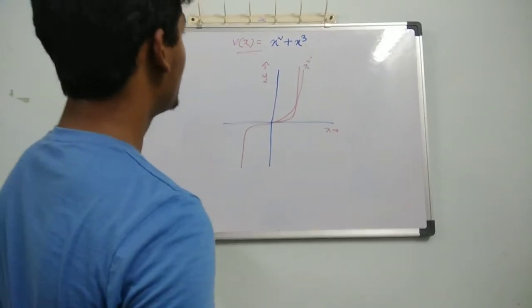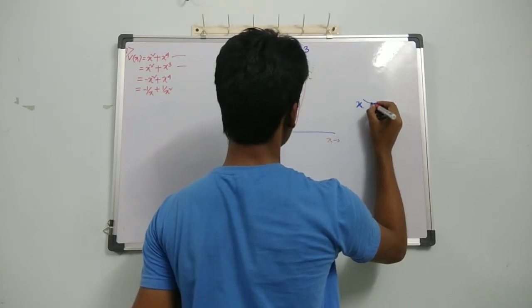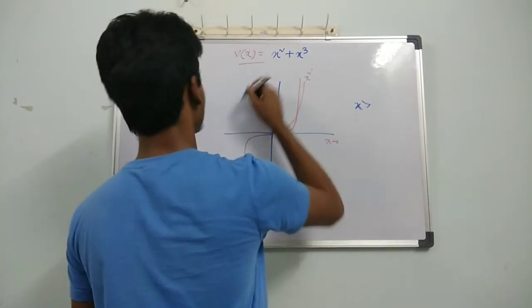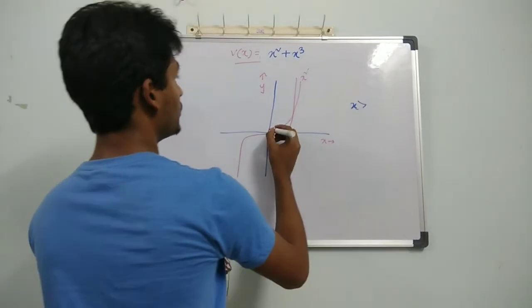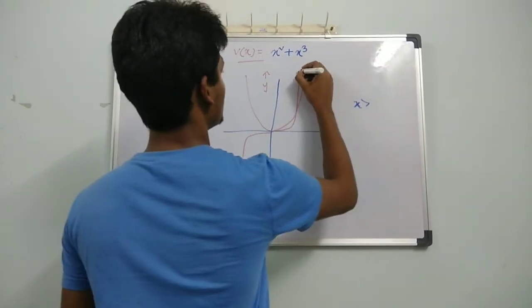So if x is greater than 0, and this part is y equals x square, this is y equals x square, and this is x cube.